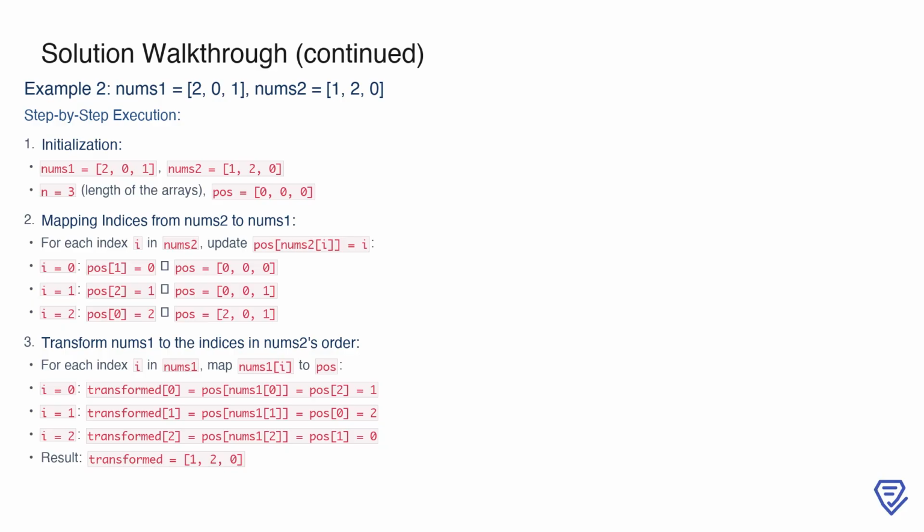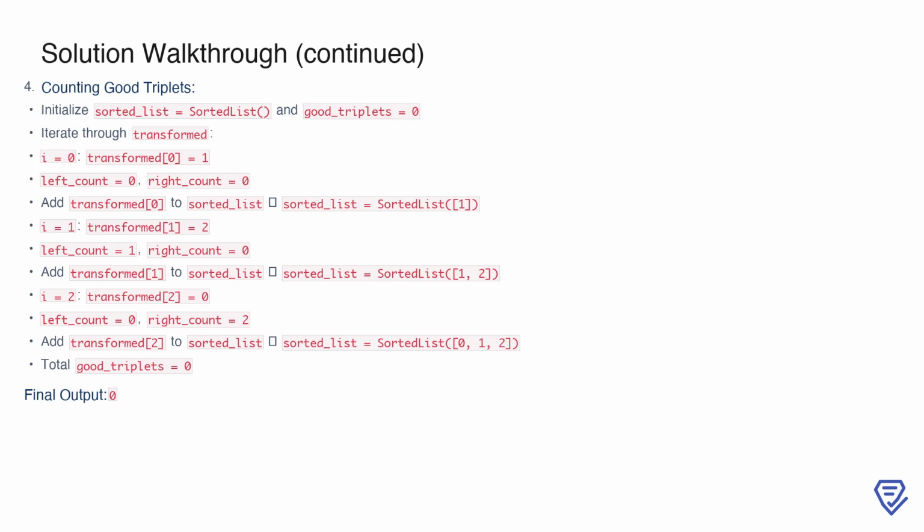Using this POS array, we transform nums1. For each element of nums1, we map it to its corresponding position in nums2. So, the transformed array becomes 1, 2, 0. This transformed array is what we will use to count the good triplets. With the transformed array 1, 2, 0, we proceed to count the good triplets. We initialize an empty sorted list and set the good_triplets counter to 0.